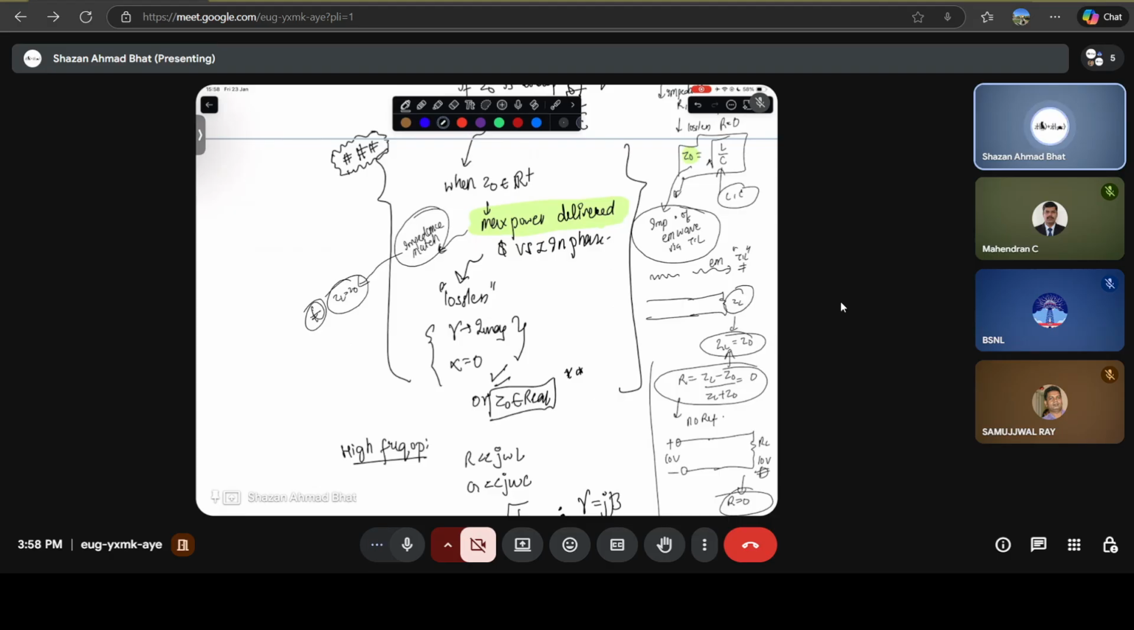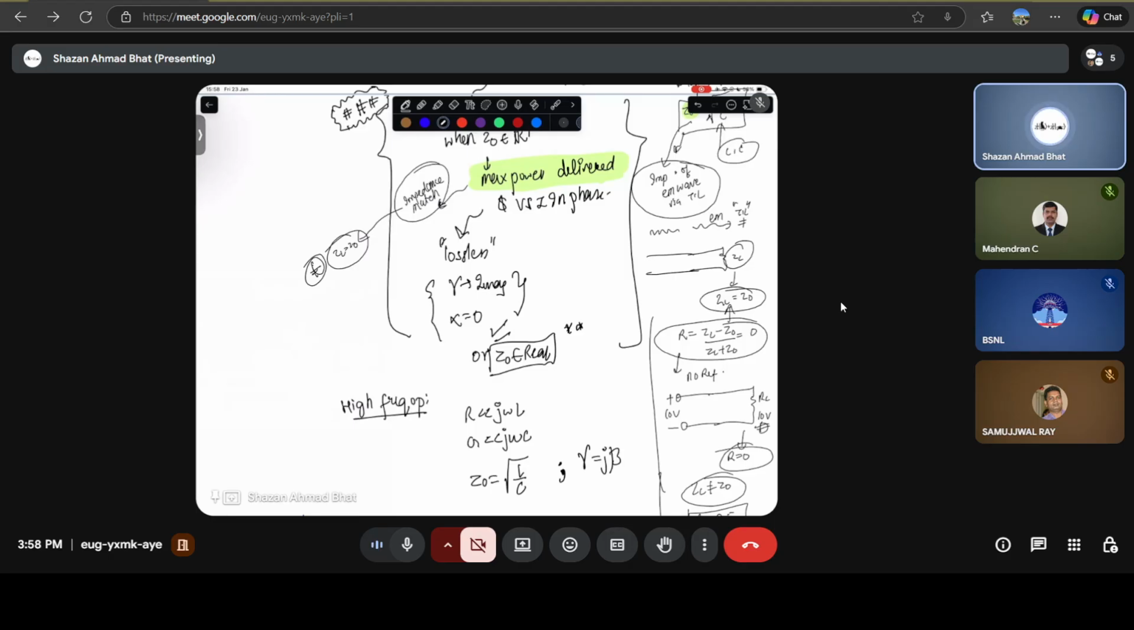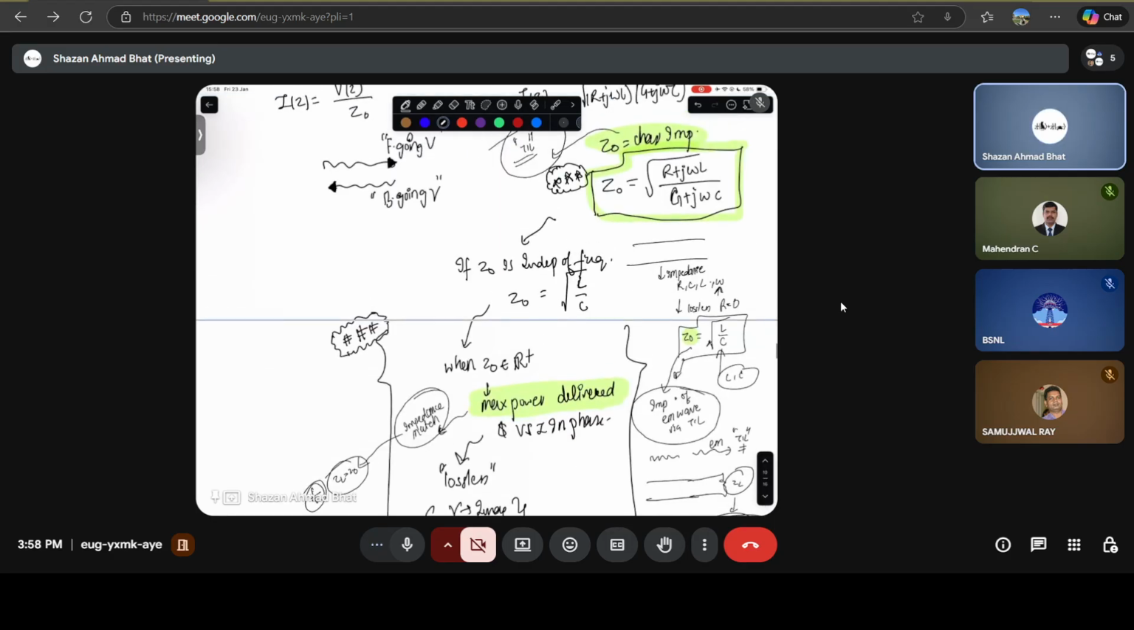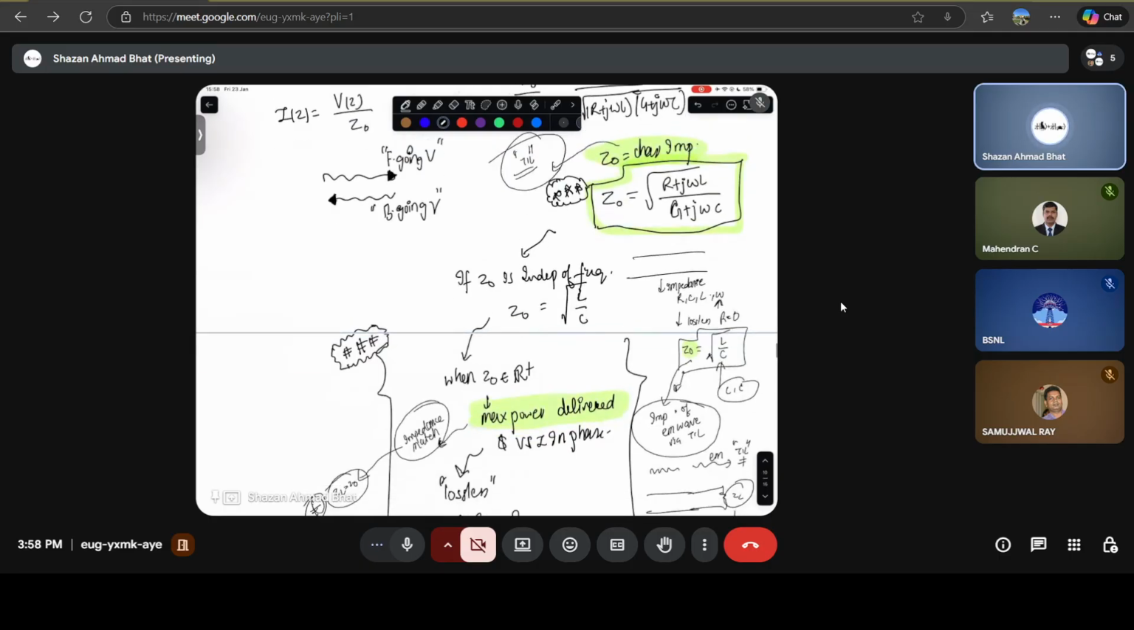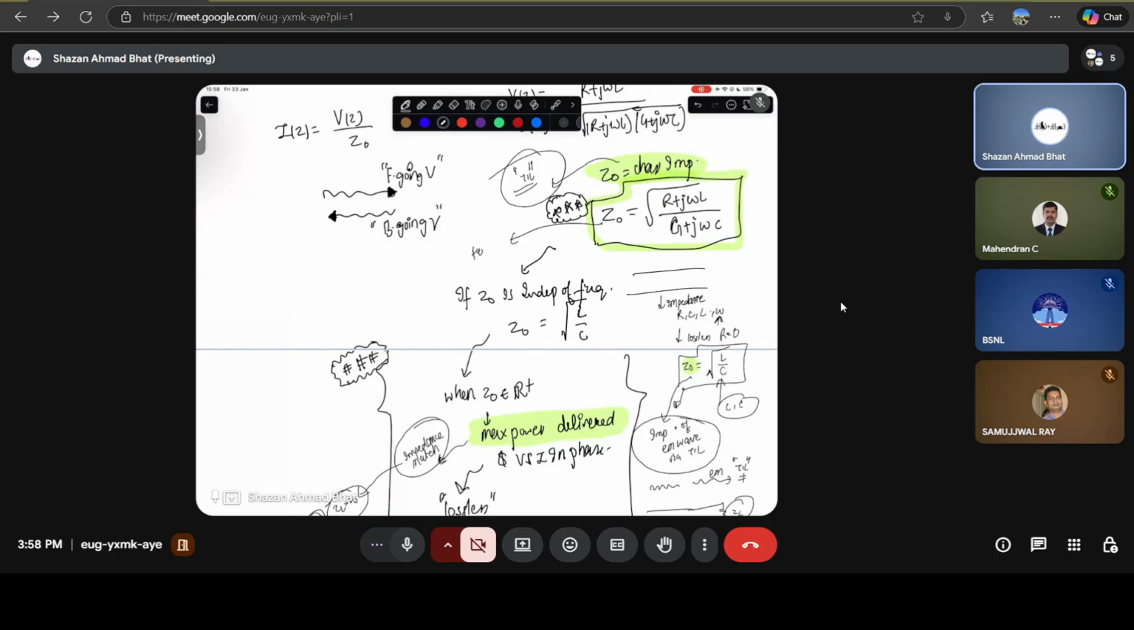But at the end of the day, this characteristic impedance is basically a frequency dependent thing. That's why if you change the frequency, you are going to see the change in the characteristic impedance of the wire. For example, if you have a wire and you feed it with a sine wave of, let's say, 5 kilohertz, you are going to exactly see 5 kilohertz here. I'm not talking of amplitude, I'm talking of frequency only.